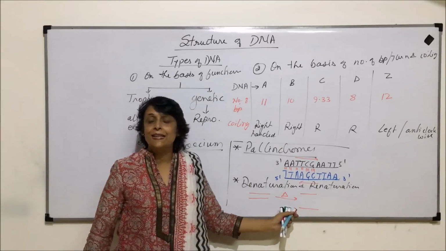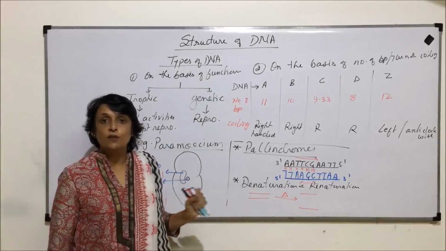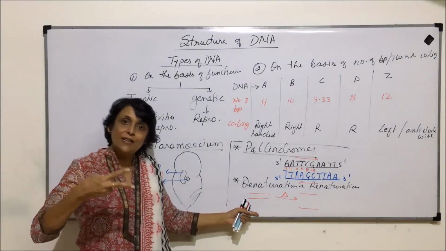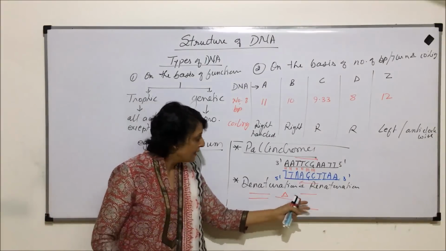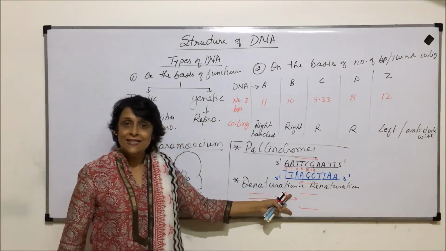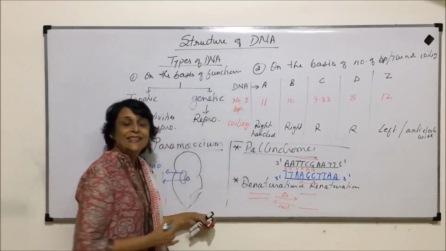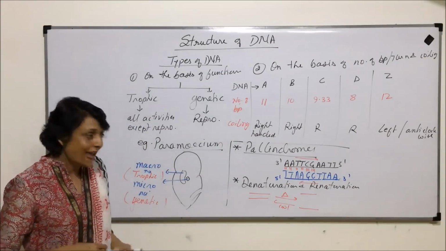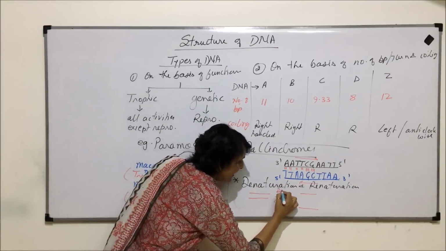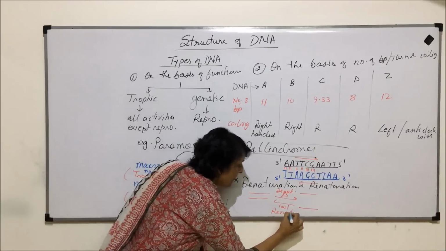This is known as denaturation. If you have done the PCR technique, the polymerase chain reaction, the first step that we perform is denaturation, because we want to separate these two DNA strands. So by heating it, the hydrogen bonds between the two strands get broken, and the two strands get separated. If this is cooled, then hydrogen bonds are formed again. So when we are heating it, that is known as denaturation, and when we are cooling it and bringing it back, that is known as renaturation.